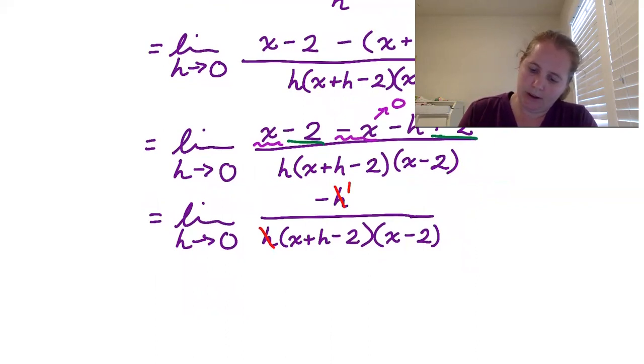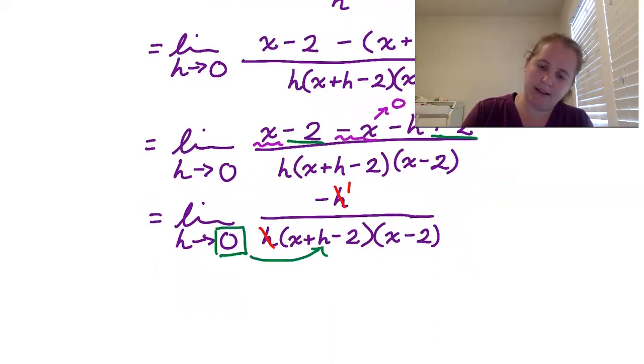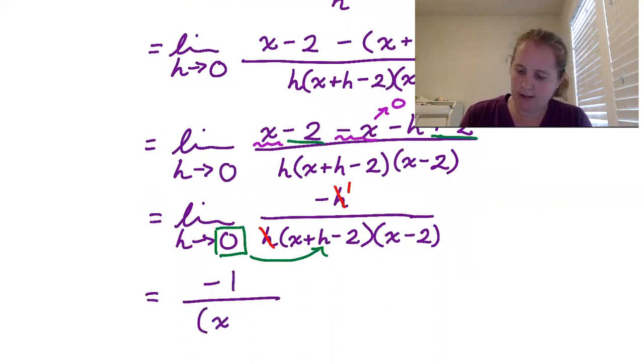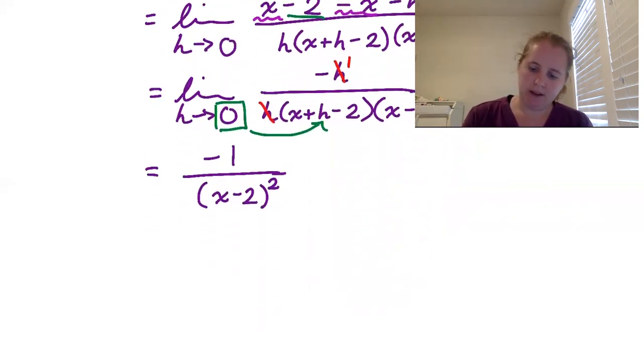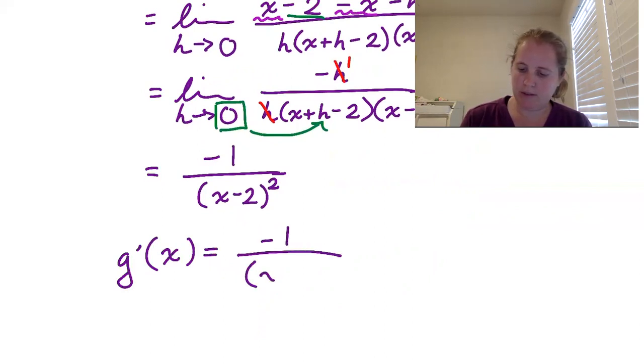And we can go ahead and plug in our h equals 0. And we wind up with negative 1 over x minus 2, which will pop up both the term with the h and without, so it'll become x minus 2 squared. So we wind up getting that g prime of x is equal to negative 1 over x minus 2 squared.